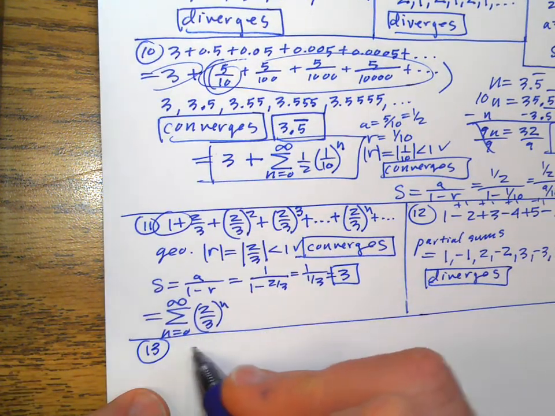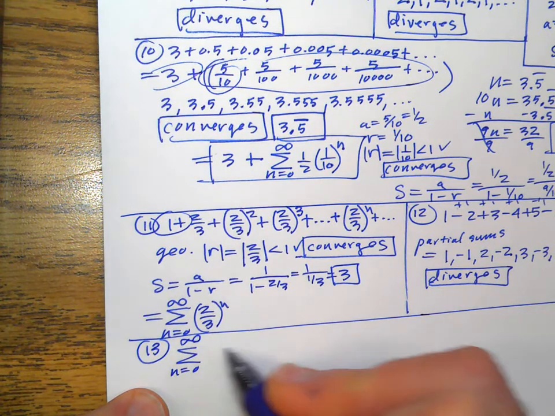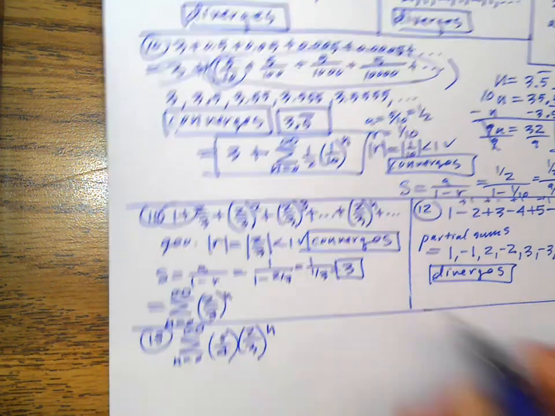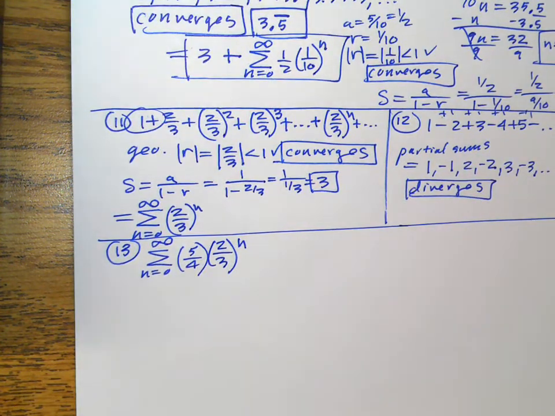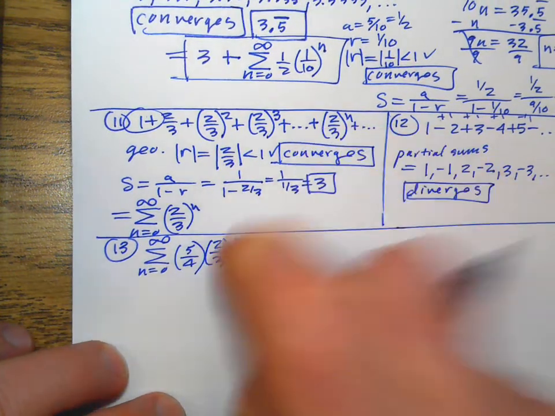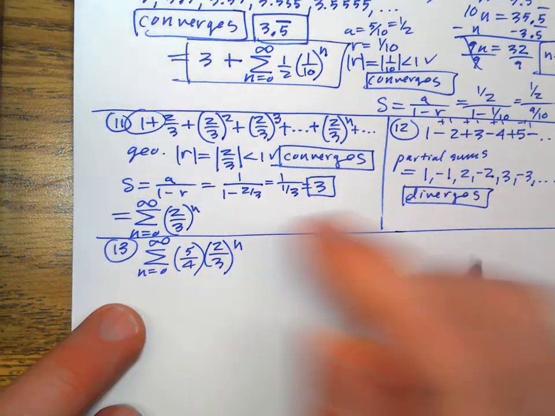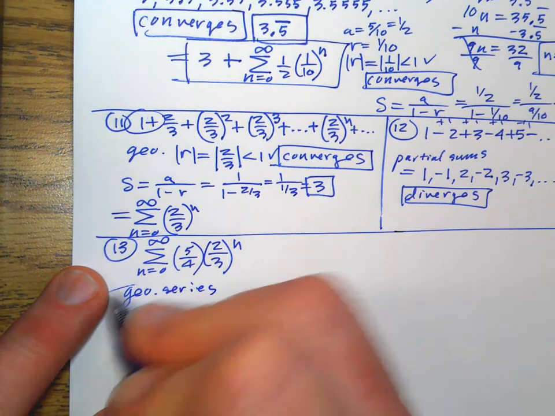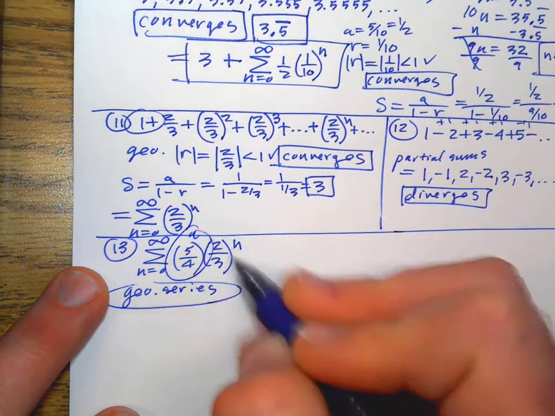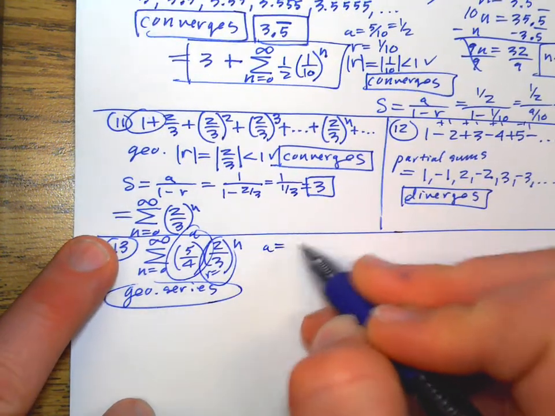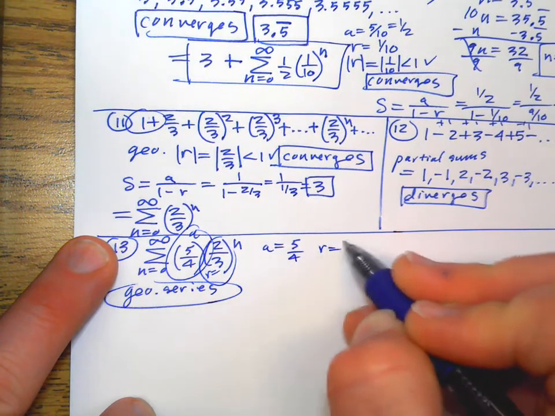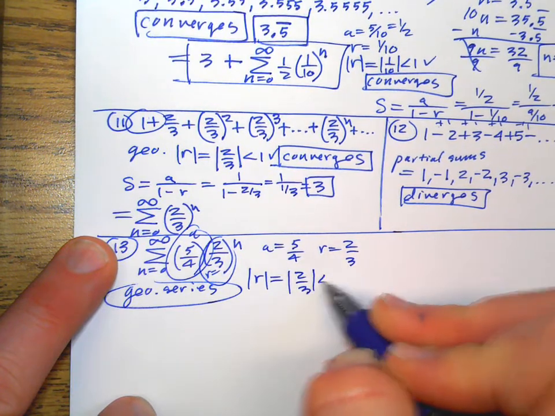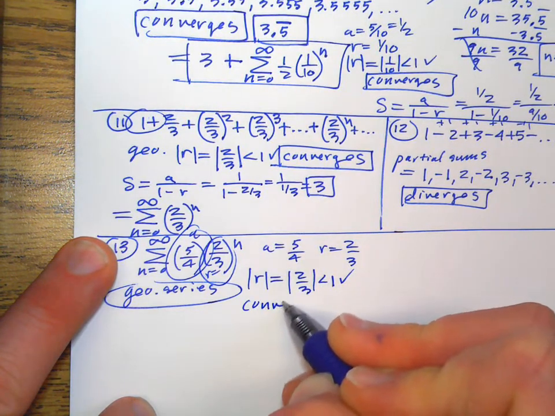Okay, 13, the sum from n equals 0 to infinity of 5/4 times (2/3) to the n. Now, you need to start recognizing, hey, that's a geometric series. Whatever the n value is gives you another 2/3, multiplying it by another 2/3, right? So this is a geometric series. And when n equals 0, that term goes to 1. So this is your A value, and this is your R value. So A equals 5/4, R equals 2/3. The absolute value of R, the absolute value of 2/3, is less than 1. So we know it converges.